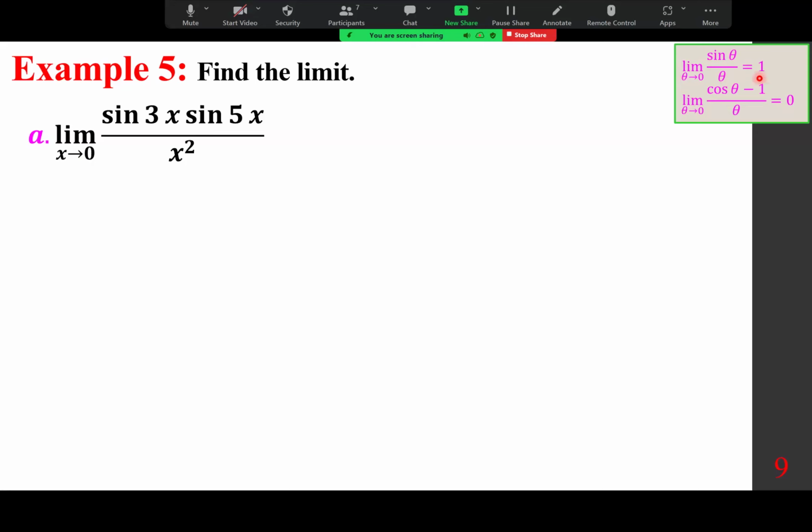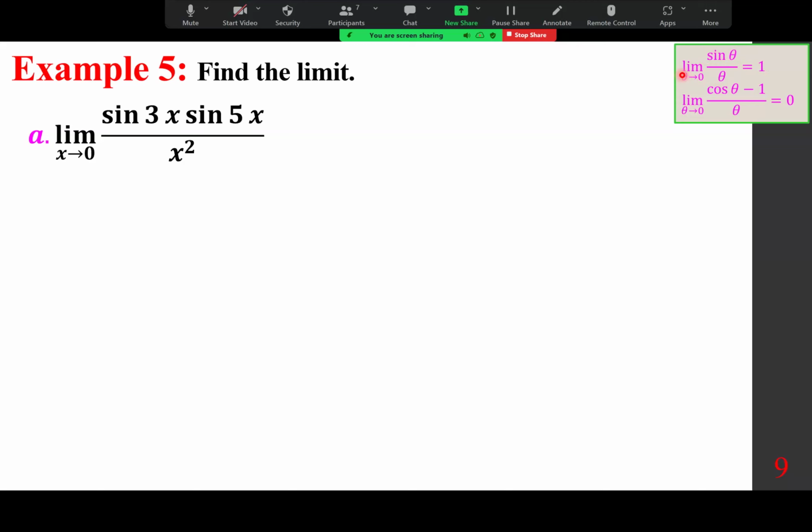The limit of sine theta over theta equals 1 if theta is approaching 0. And the limit of cosine theta minus 1 over theta is 0 if theta is approaching 0. So we use these two to see what we can do with this one. It's important to understand the meaning of this: this one and this one must be the same. That means the argument of sine, whatever it is, must be the same as the denominator, the same as this piece that is approaching 0. So for example, if it's x, this is x, x, x. If it's 5x, 5x, 5x.